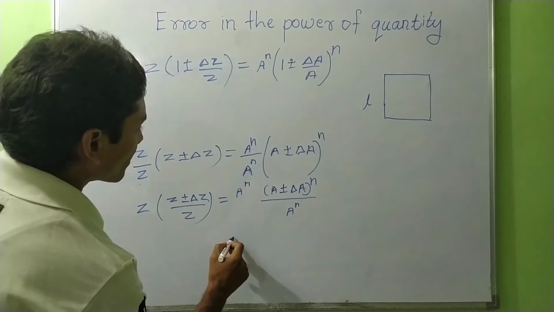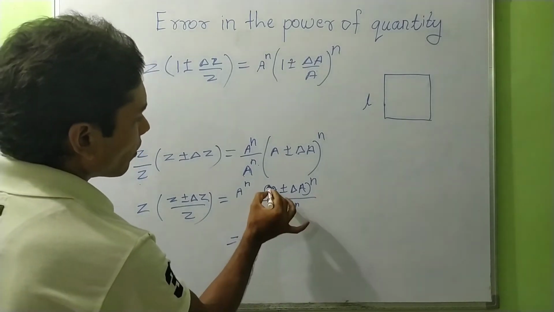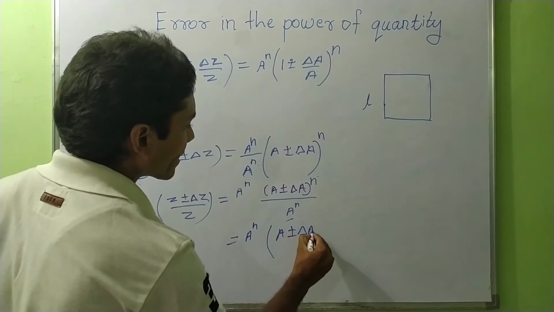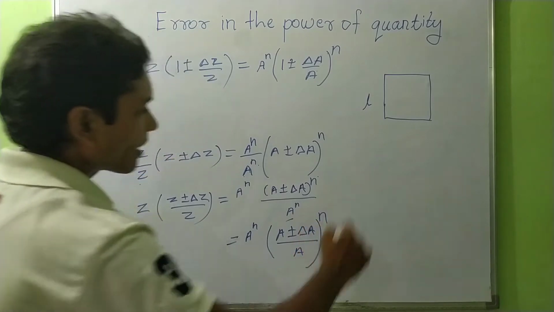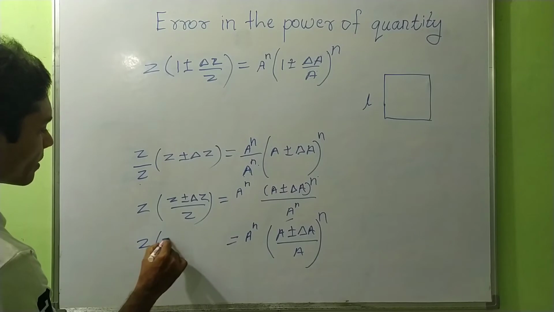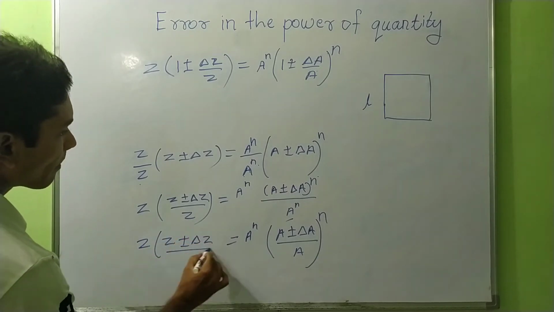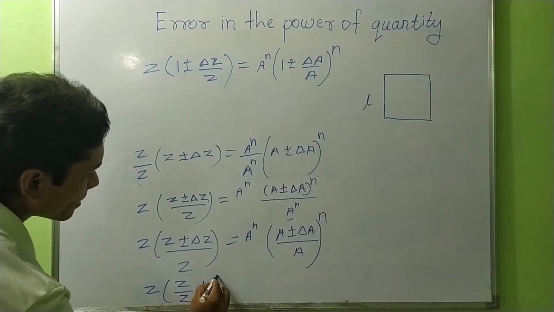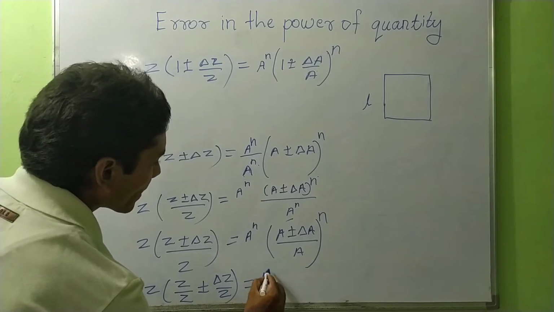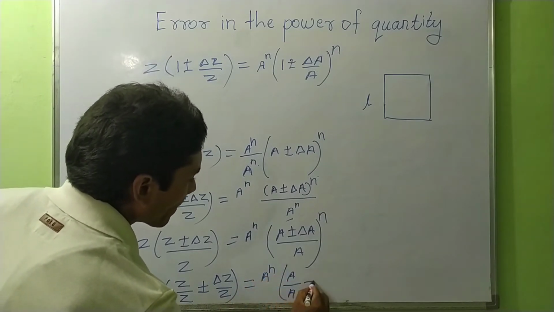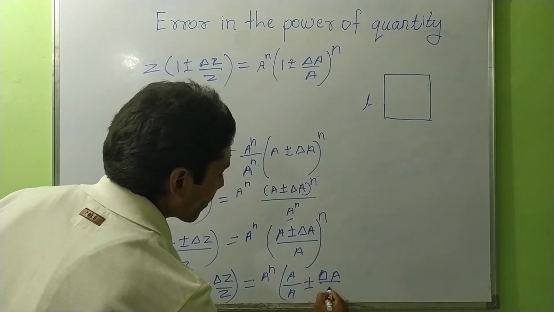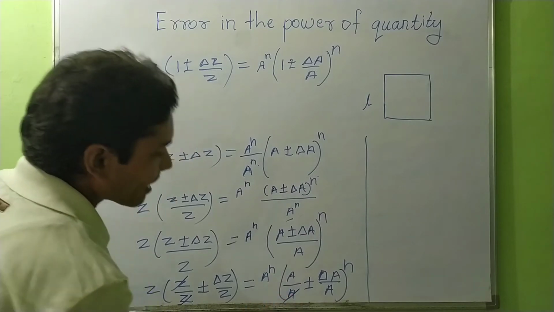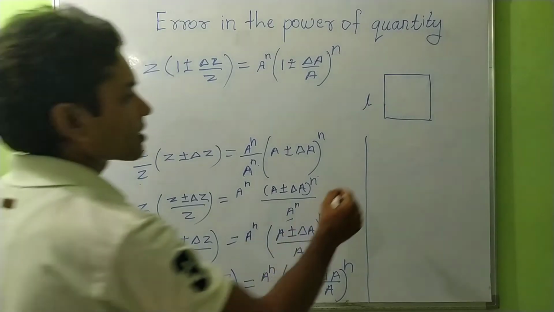This step can be written as A to the power N, and the power of this value is N, and the power of A is also N. So we can write it as A plus minus del A upon A, whole power N, and it is equal to Z plus minus del Z upon Z. Now it can be written as Z upon Z plus minus del Z upon Z equals A to the power N times A upon A plus minus del A upon A, to the power N. Now Z will be cancelled by this Z, and here A will be cancelled by this A.